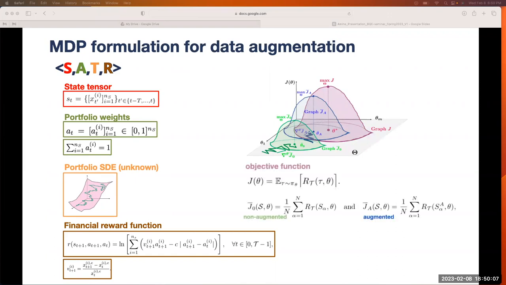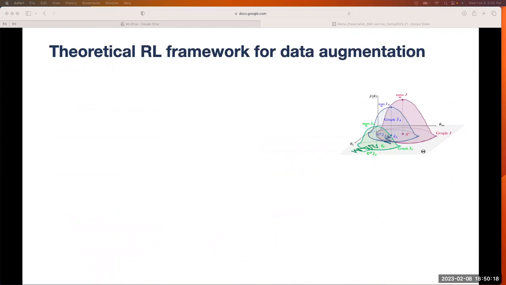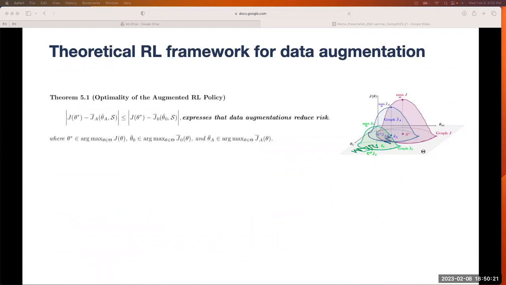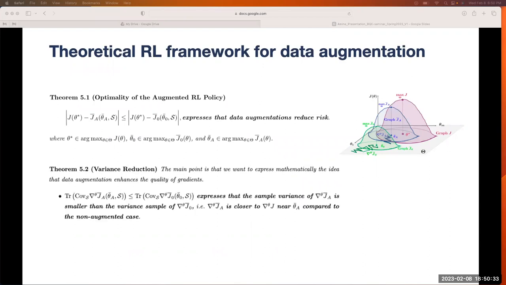And we compare the empirical objective function for the augmented and the non-augmented cases, G naught and GA. This leads us to develop two theorems. The first theorem states that the augmented policy reduces risk when compared to the non-augmented policy. And the second expresses that the augmentation enhances the quality of the gradient of the policy. The proofs for these theorems turned out to be very challenging, so I'm still working on them to make them more rigorous.